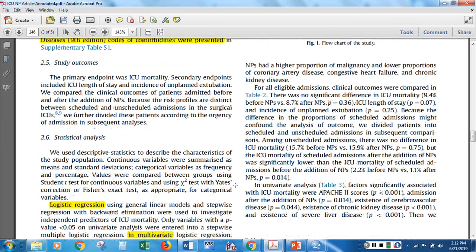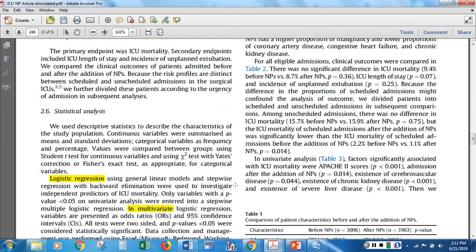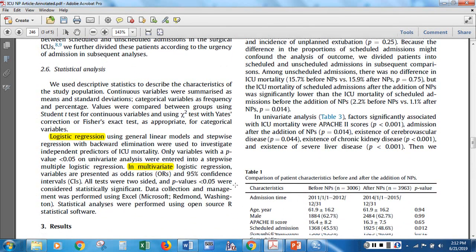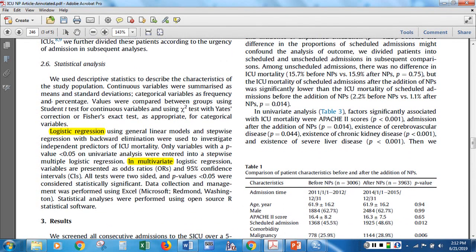And then we scroll down to the statistical analysis section. We see here, and I'm going to just read the sections that are appropriate. Logistic regression using general linear models and stepwise regression with backward elimination were used to investigate independent predictors of ICU mortality. Now, you may not know what this entire statement means, but I know you've encountered this term, logistic regression.